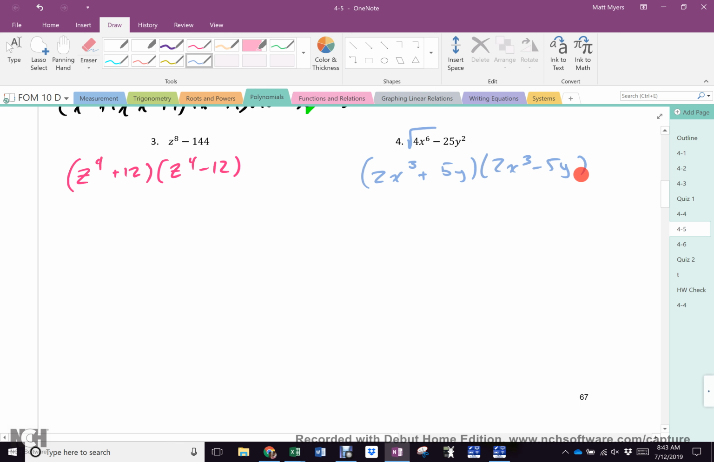Everybody's good, right? Okay, now, like I said, this white space at the bottom of the page is for weirdo situations. Like this. Is that a difference of squares?